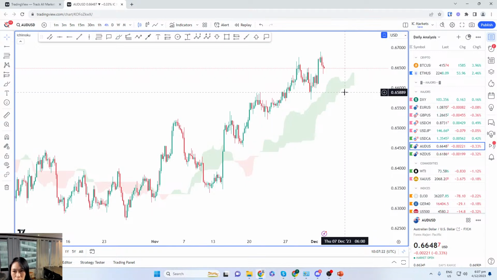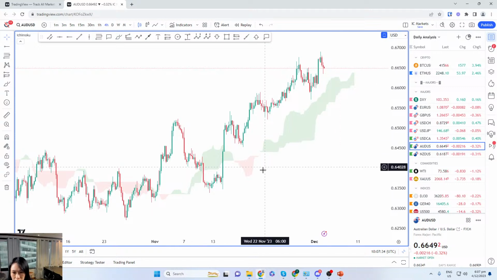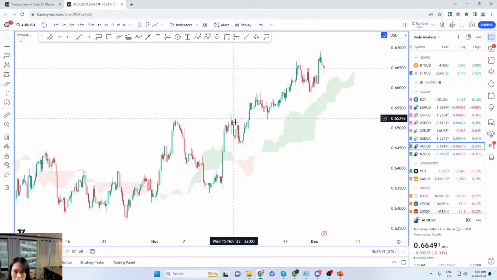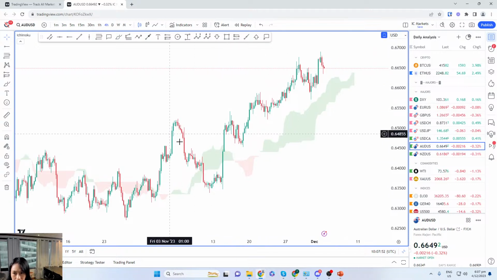So I use Ichimoku to identify whether the trend is about to change or will still be the same. For example, this is the Aussie dollar. You can see the price here shows no sign of moving down into the Ichimoku cloud. So I see it as a bullish signal. It's still in a bullish trend.